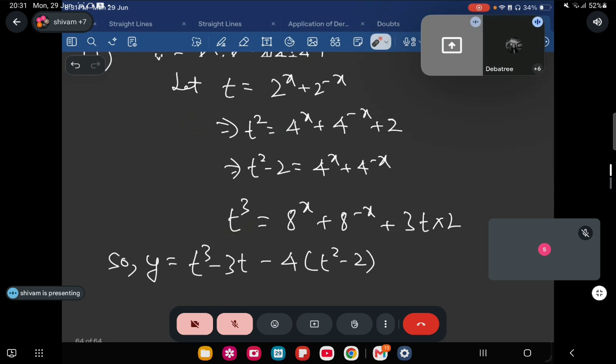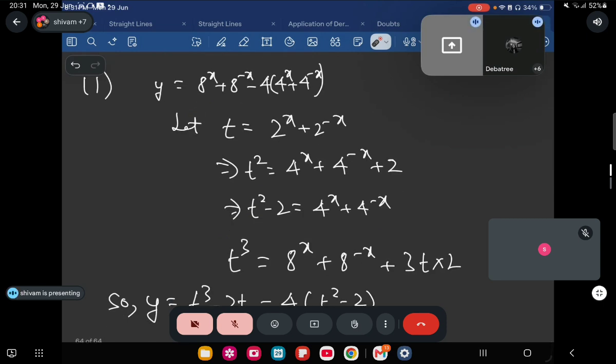Then we have t cubed. Using the cubic formula, got it. Yes, sir, got it.